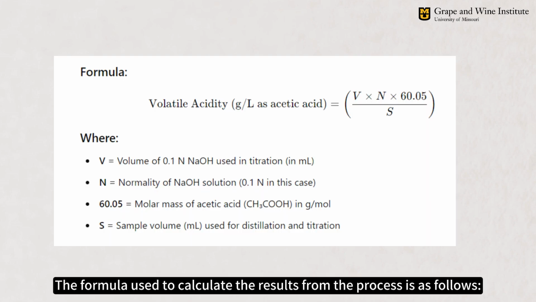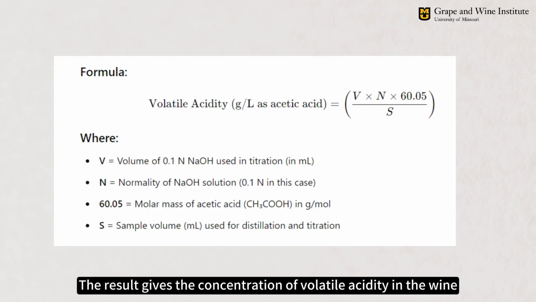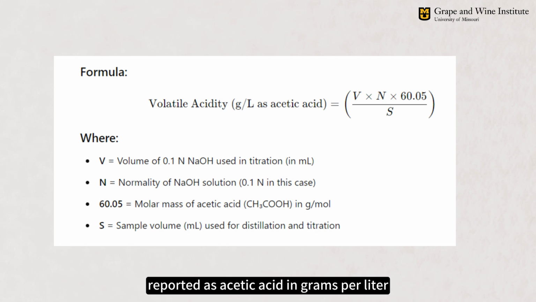Calculations. The formula used to calculate the results from the process is as follows. The result gives the concentration of volatile acidity in the wine, reported as acetic acid in grams per liter.